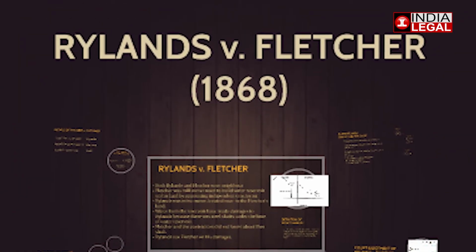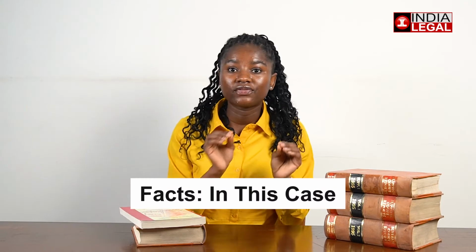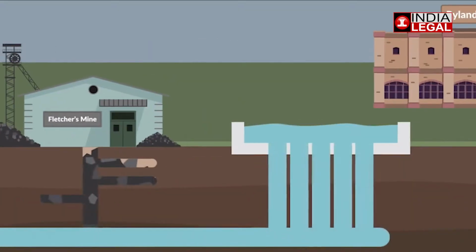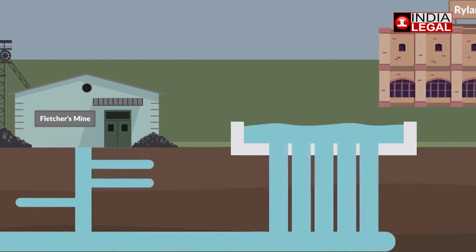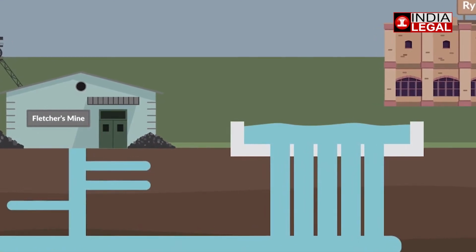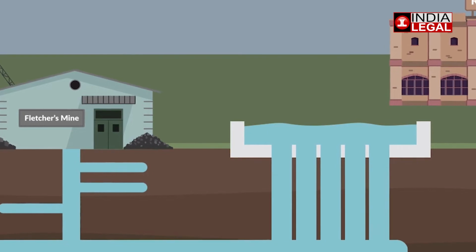Let's take, for example, the case of Rylands versus Fletcher in 1868. Now, the facts of this case were that Rylands, who is the defendant in this case, employed contractors to build a reservoir on his land. Now, the contractors negligently constructed the reservoir, causing it to burst and flood Fletcher's neighboring coal mine. The central issue was whether Rylands could be held liable for the damages caused by the escaping water, despite the absence of negligence on his part.